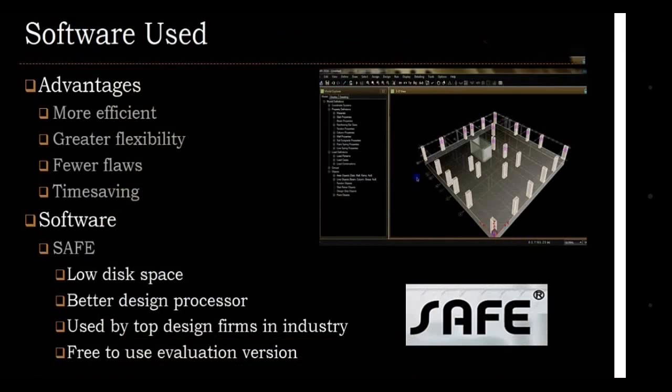So the software which we use is SAFE software. Its advantages are more efficiency, greater flexibility, fewer flaws, and time saving. SAFE software needs low disk space, gives a better design process, is used by top designers and firms in the industry, and has a free evaluation version. Students also use it for free, and it doesn't need any license.